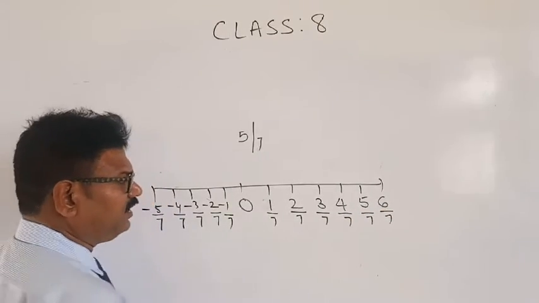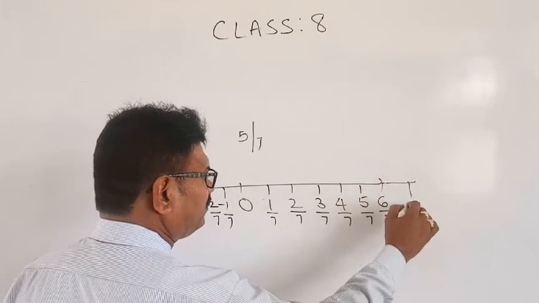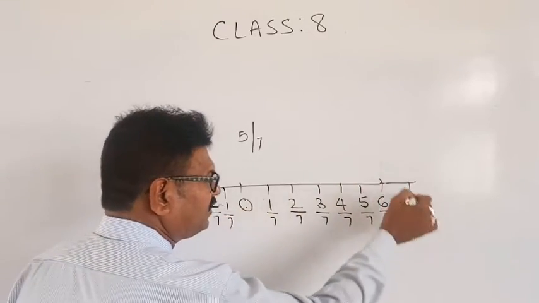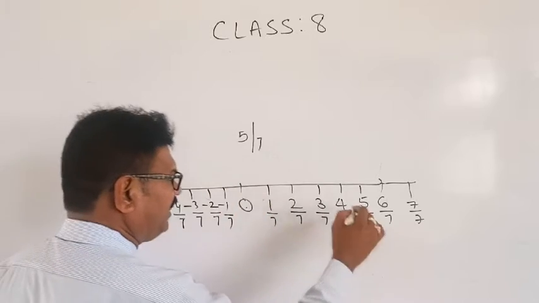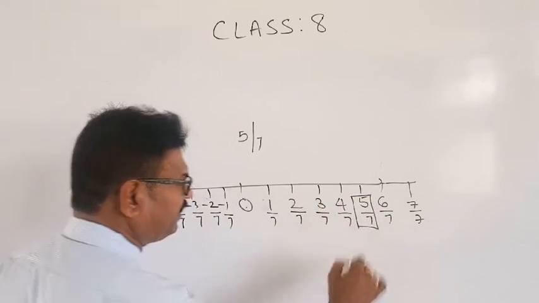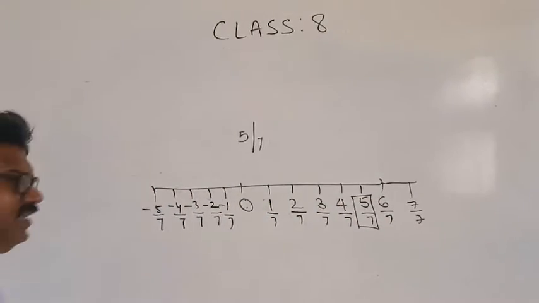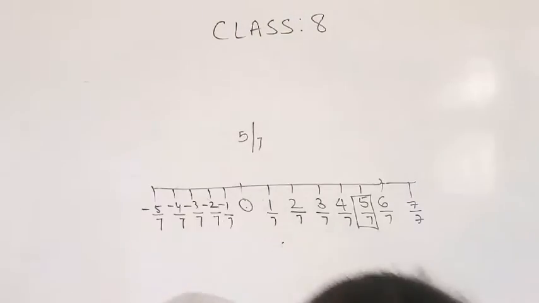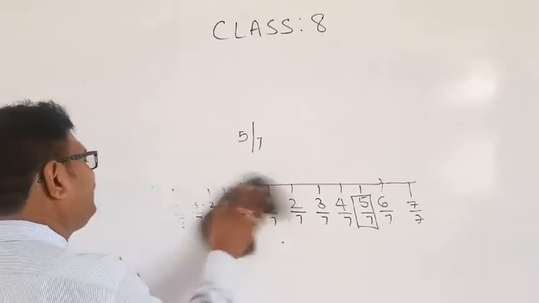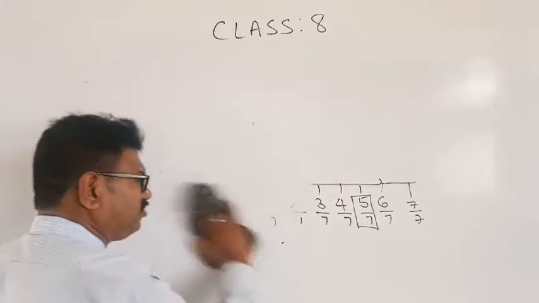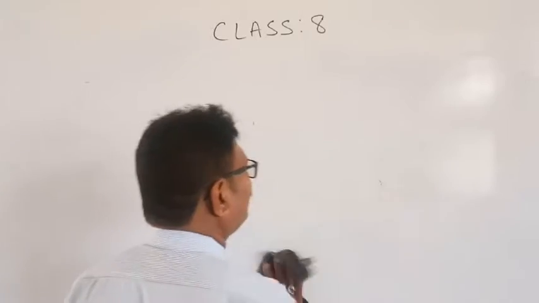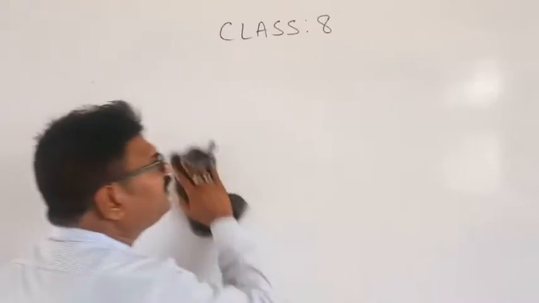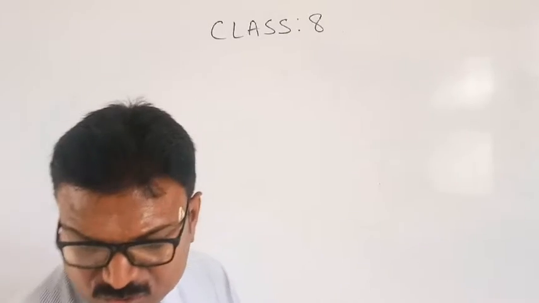Here, if you take 7 by 7, that means it is nothing but 0 to 1. 7 by 7 is 1. But here you want 5 by 7 like this. Sometimes what happens? They ask to locate the numbers, but they will not give it in fraction form, directly a whole number also. That also we can represent. So we will solve exercise 1.2.